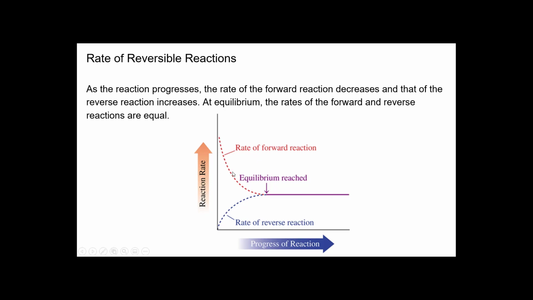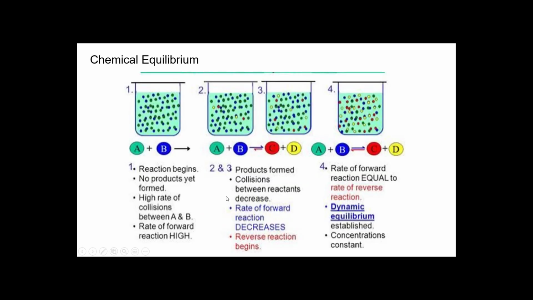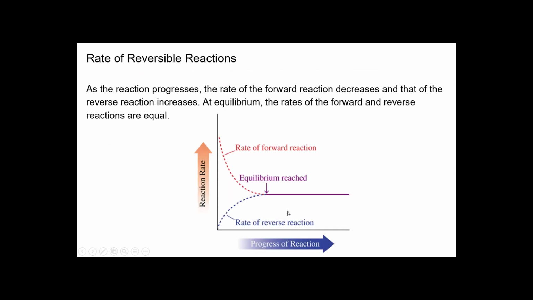So as one starts high and then starts decreasing, because there's not as much reactant since it's being produced into product, the product being formed is starting to increase a reverse reaction, where there was not one when it originally started. So the horizontal line represents the equilibrium being reached, and equilibrium is the double arrows.